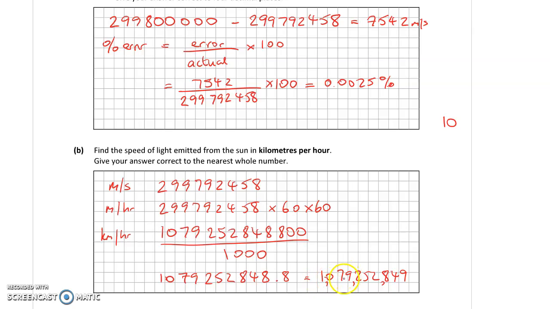So just think about that as a number. It's 1,079,252,849 kilometers per hour. So fairly fast. And that was worth 5 marks. Just very quickly, in terms of this process of converting from meters per second to kilometers per hour, there is a quick way of doing it, and it is just multiplying by 3.6. That would get you the times by 60 times 60 divided by 1,000.